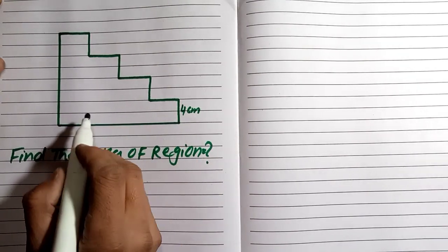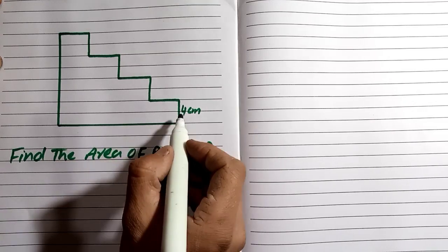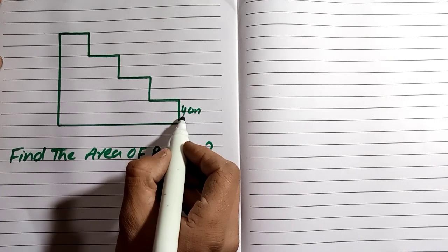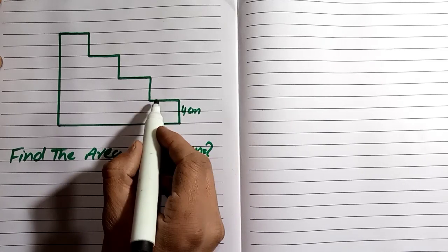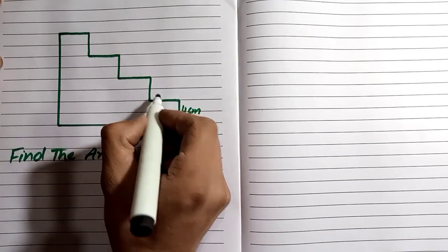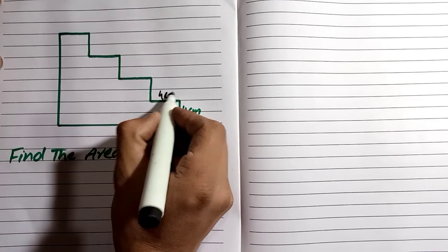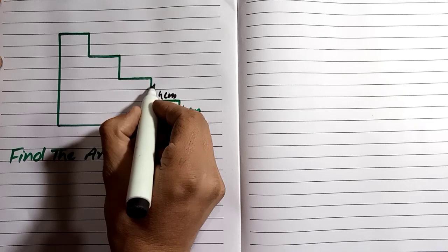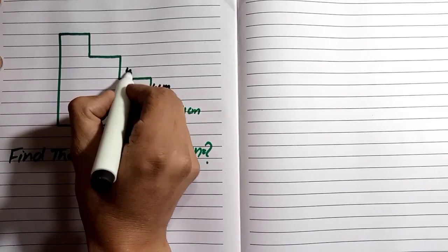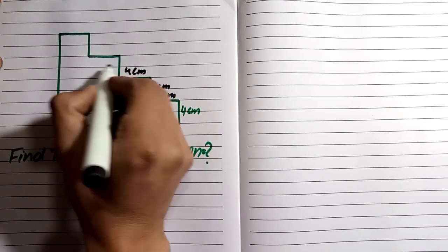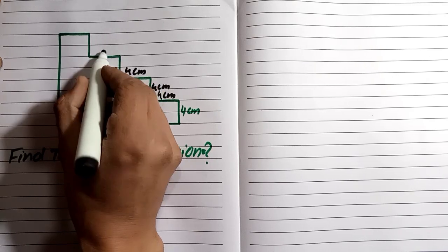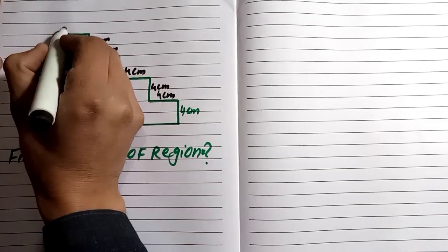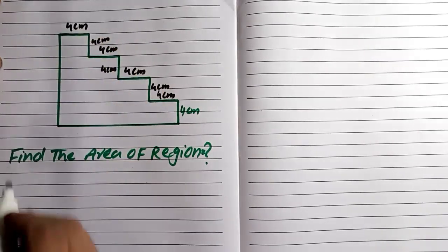If we see that, first of all, we have been given only one side. This is 4 centimeters, so this equal to this is also 4 centimeters, and which is equal to this. This is also 4 centimeters, and this is also 4 centimeters, this is also 4 centimeters, and this is also 4 centimeters.